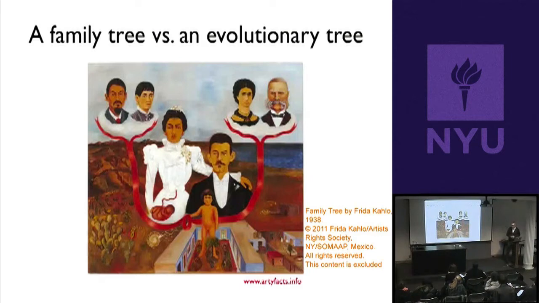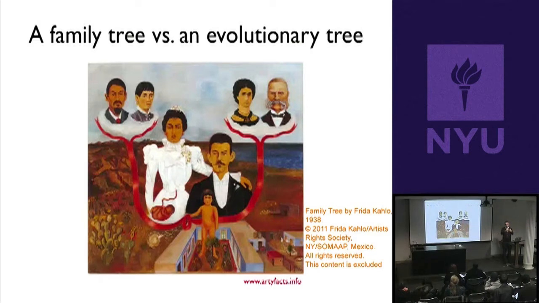Okay, and the main property of diagrams like this is that every individual has 2 parents, and 4 grandparents, and 8 great-grandparents, and 16 great-great-grandparents, right? And so this gets confusing when you start to think about an evolutionary tree, because what I just said is that we can trace our ancestry back in time to common ancestors.